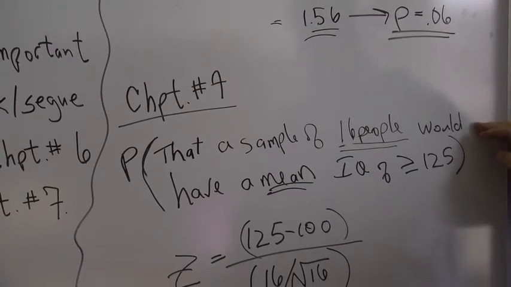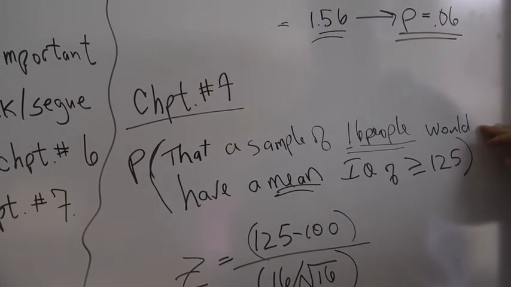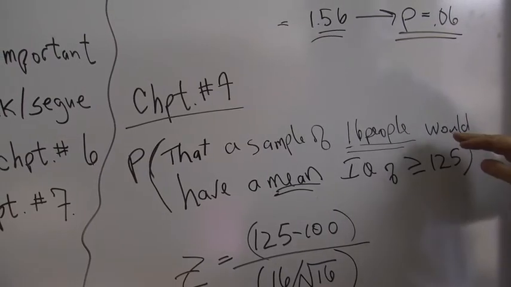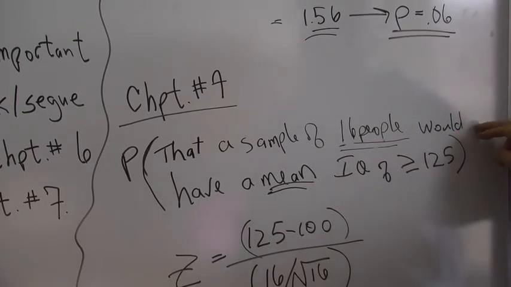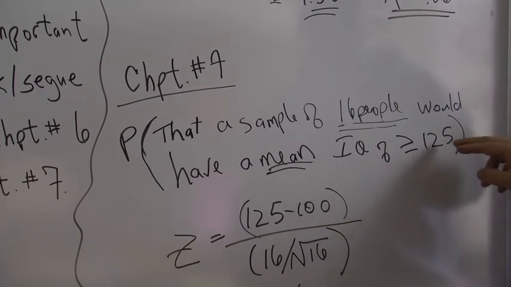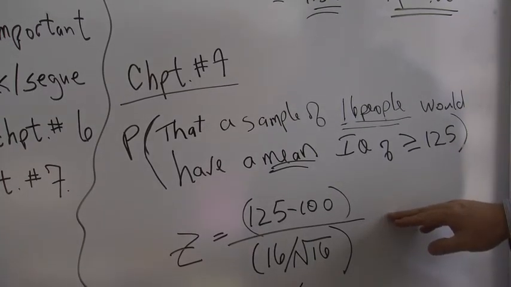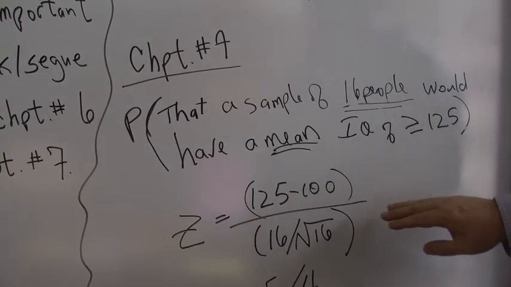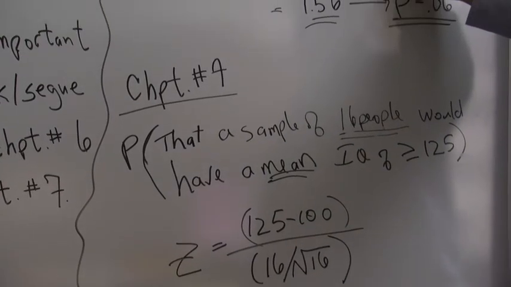In Chapter 6, I asked the question, what's the probability of one person having an IQ of at least 125? Now in Chapter 7, we ask the question, what's the probability that a sample of 16 people, and you'll see momentarily why I picked the number 16, would have a mean IQ of at least 125? Now, if you look in the textbook, you'll see the formula for the z-value. I just went directly here and put the numbers in.